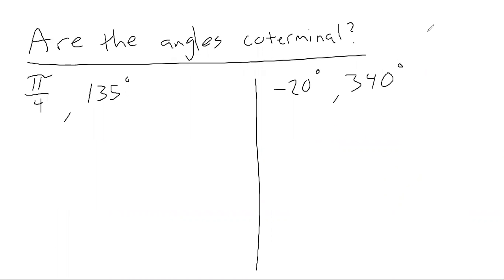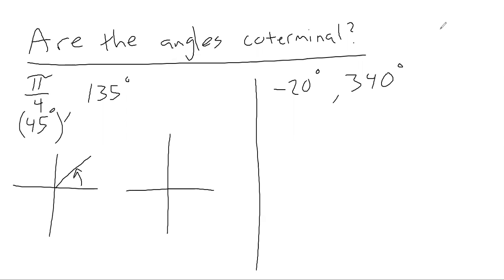If we were to graph each of these pairs, pi over 4, if we were to convert this, would be 45 degrees. So if I draw this out, 45 would put me in this first quadrant going up to the right. A 135-degree angle, on the other hand, would go on the left side here and go up to the left. Now, if I look at these reference angles, the reference angle here is 45 degrees because it's 45 degrees away from the closest x-axis. This reference angle is also 45 degrees.